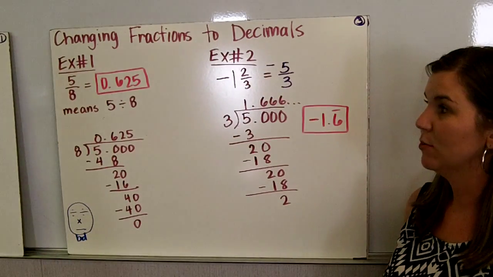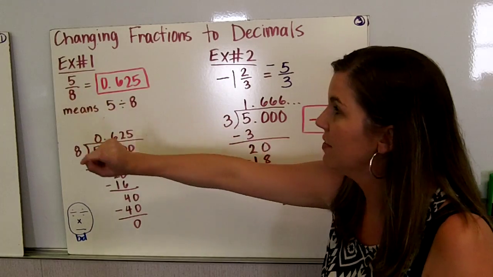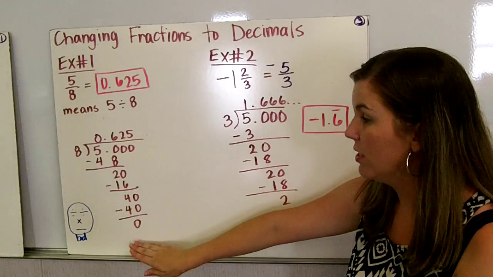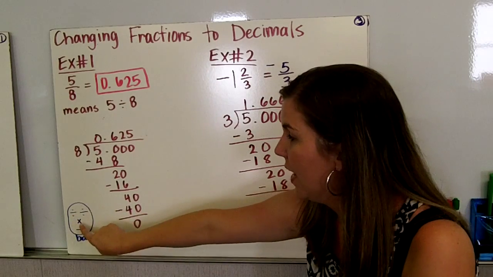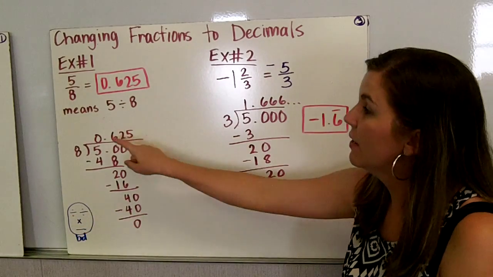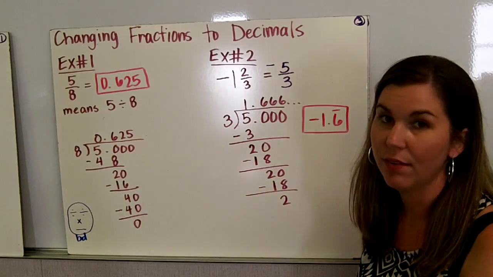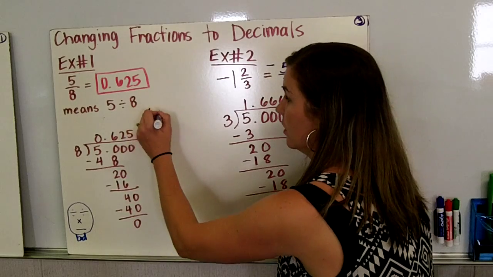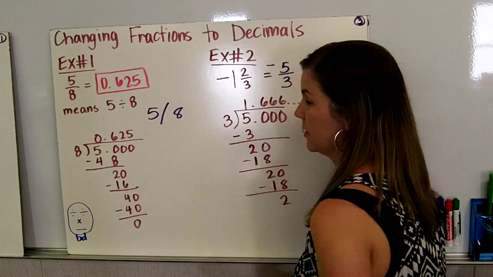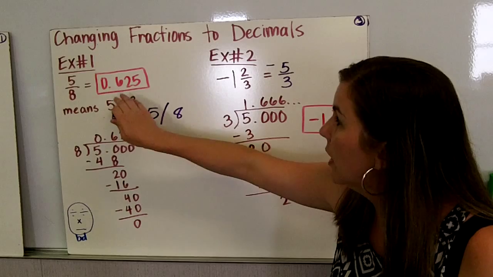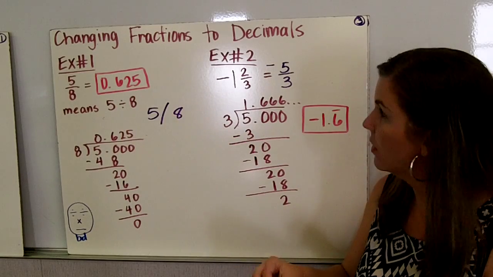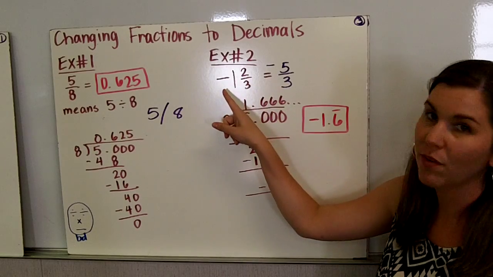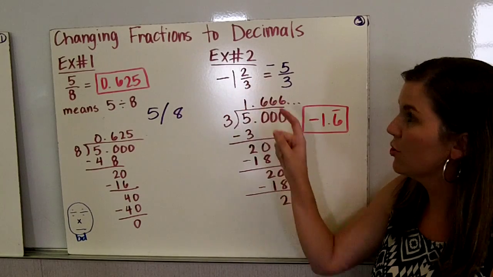Changing fractions to decimals. In example 1, we have 5 divided by 8, 5/8. You can do long division with Mr. Bring Down: divide, multiply, subtract, bring down to give you the decimal 0.625. Or you can type it into your calculator, 5 divided by 8, and it will give you 625 thousandths.